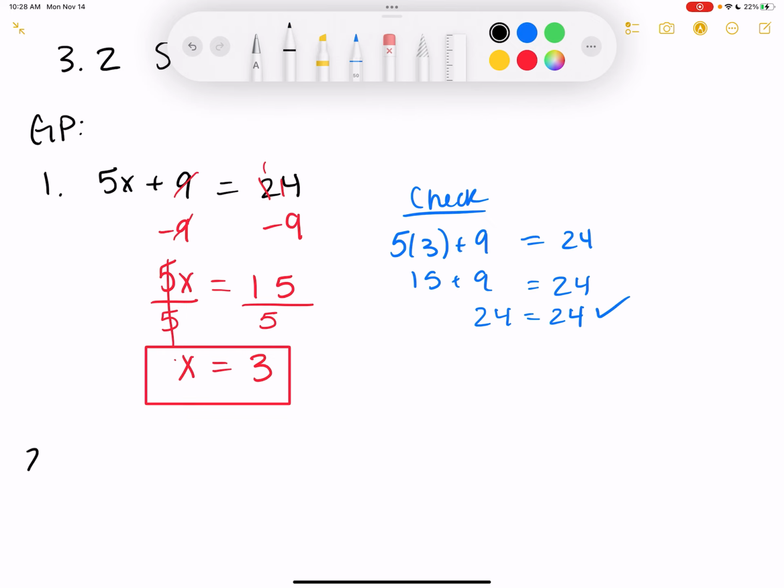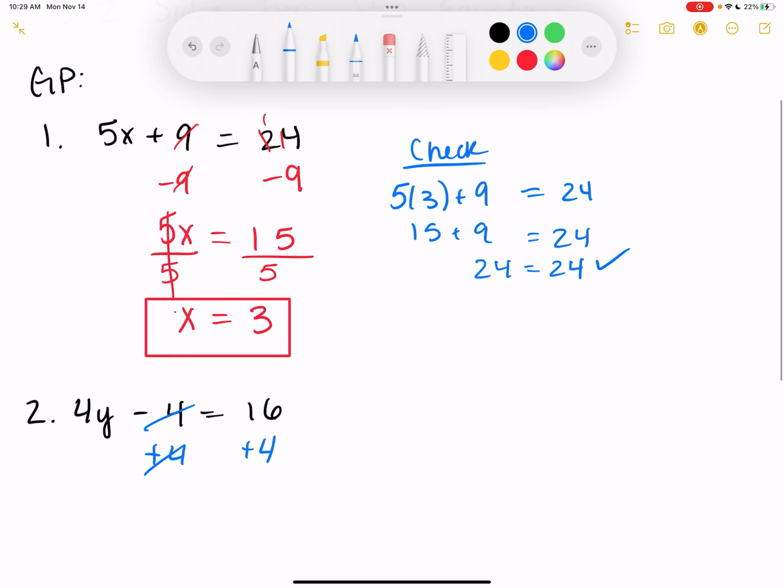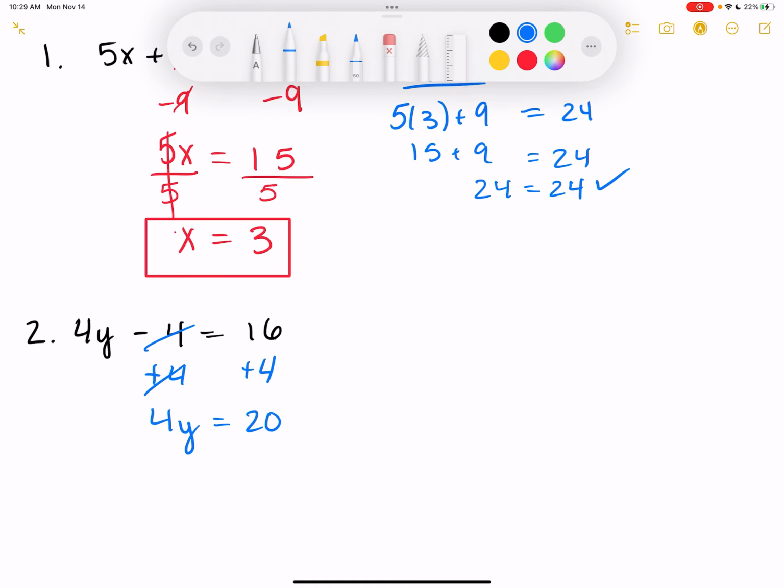All right, number 2, 4y minus 4 equals 16. So we start out with plus 4 on both sides. So the 4s on the left cancel. Keep the 4y equals 16 plus 4, which is 20. Now what? We're doing division again. We divide by 4.